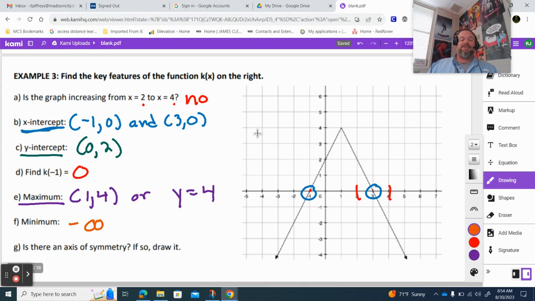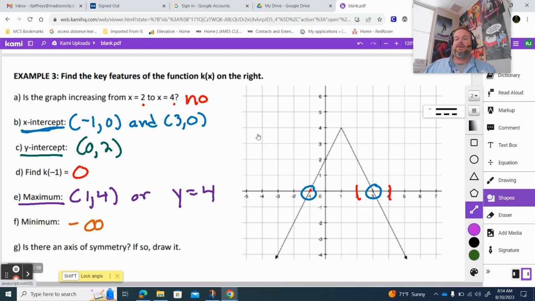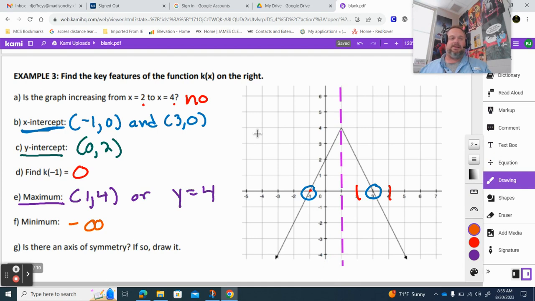Is there an axis of symmetry? Can we actually draw this and cut it in half? Yeah, we can. And it would be right here. And yes, only me with technology can actually try to draw a straight line and then mess it up at the end.